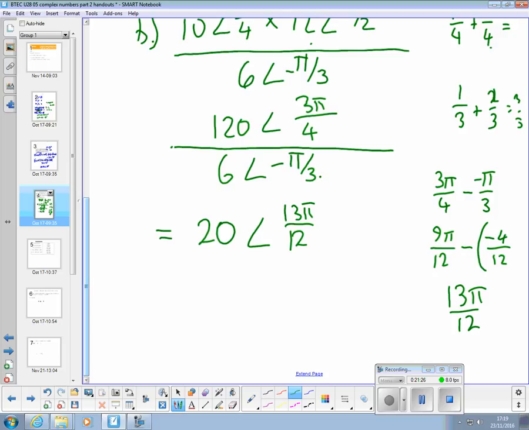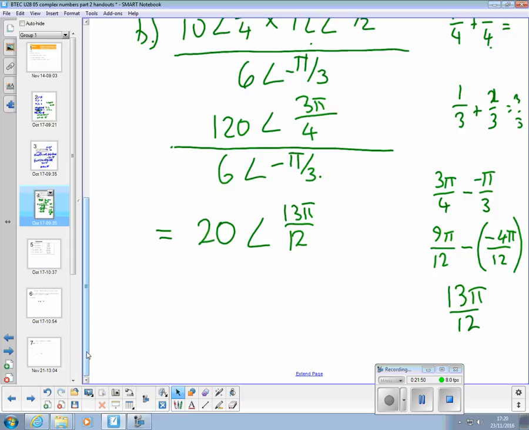How did what become a 4? Pi. Alright? Or not?